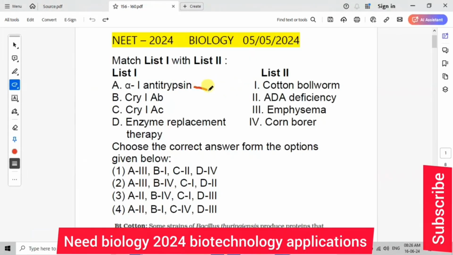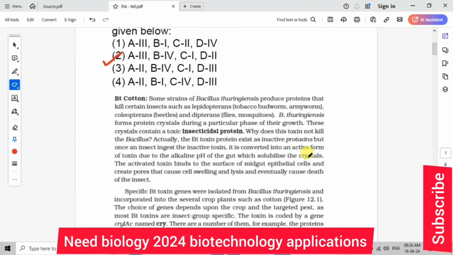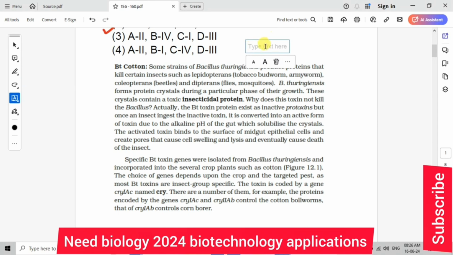Alpha-1 antitrypsin. It is 3, emphysema. Cry1Ab is equal to 4, corn borer. Cry1Ac is 1, cotton bollworm. Enzyme replacement therapy is 2, ADA deficiency. So it is 3412. Option 2 is the answer. You can see the NCERT lines here from the chapter known as Biotechnology and its Applications.